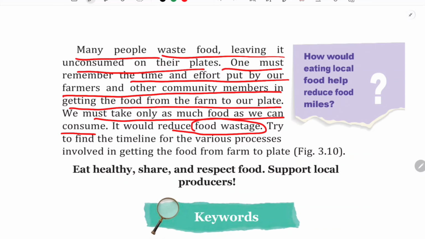And in India there is so much food waste, especially in festivals, during marriages, isn't it? We are taking each and every item and we are not finishing it, and at the last what we are doing, we are wasting it, and we are happily throwing it also, and that is not good. We should value food. And try to find the timeline for the various processes involved in getting the food items from farm to plate, and find out how much time is taken.